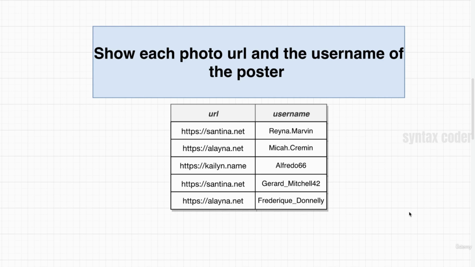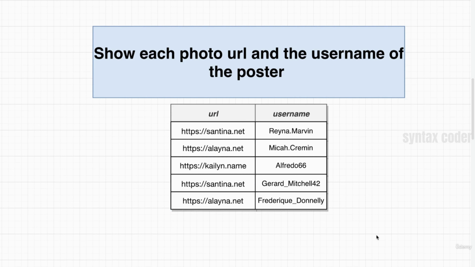So here's the goal. I want to show each photo's URL and the username of the poster. And very critically, we must show every single photo, no matter what. No matter how many photos there are in the database, no matter what state or form they are in, we must show every single photo.